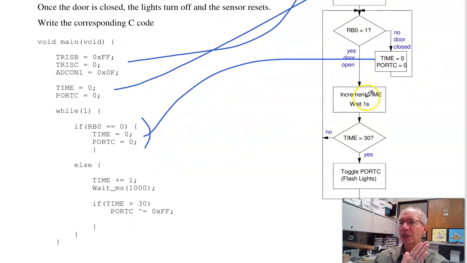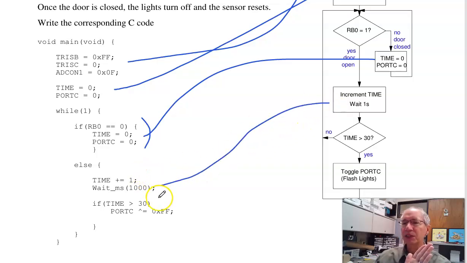Otherwise, I'm going to increment time and wait 1 second. There's a custom C routine in the LCD library called wait millisecond that waits roughly 1 millisecond for each count. 1,000 milliseconds is one second.